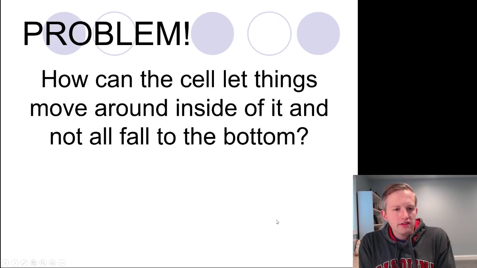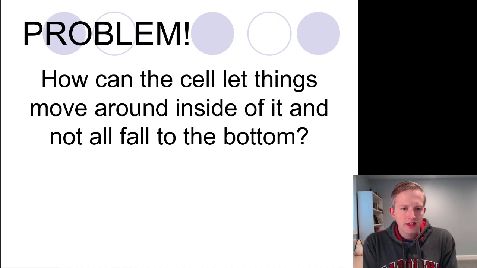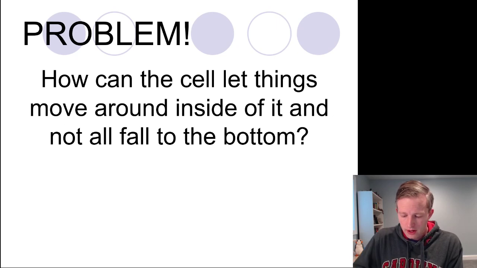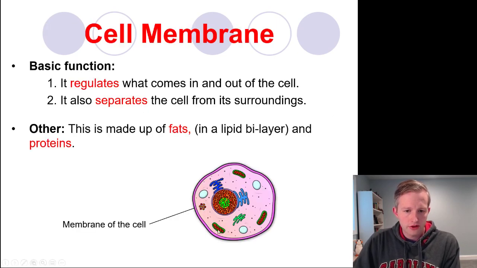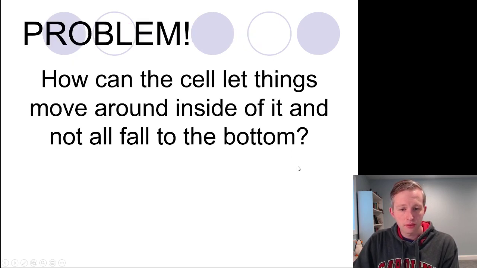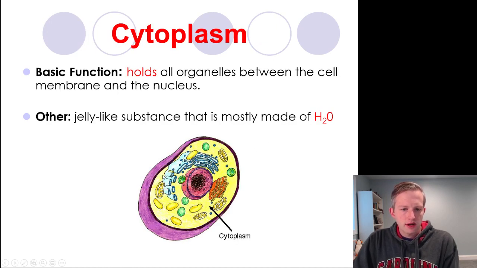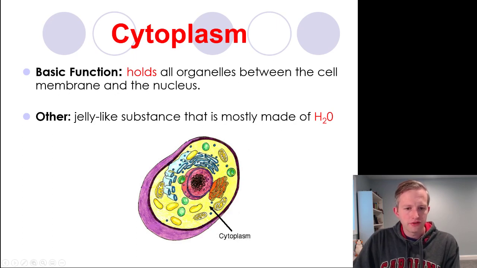So our next problem: how can cells let things move around inside of them and not just all pile up at the bottom? Remember, going back to this picture real quick, the cell is a three-dimensional thing. We always see it as a little two-dimensional picture, or when you look in a microscope, it looks like a flat thing, but it is three-dimensional. Gravity and all of that still applies. So inside of the cell we have what's called cytoplasm, which refers to everything inside of the cell except for the nucleus. It's a suspension, basically a jelly-like substance, mostly made of water, and it contains all of these different cell parts. That helps provide a little bit of structure and support for these different organelles to sit within the cell.